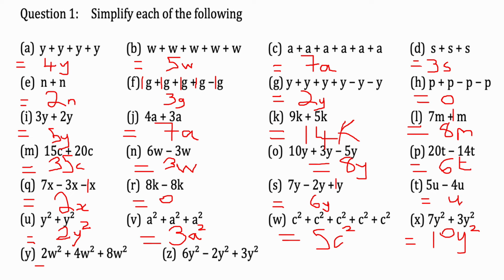Next one, collecting my w squared terms together, 2w squared plus 4w squared is 6w squared, plus the 8w squared becomes 14w squared. Next one, 6y squared take away 2y squared is 4y squared plus 3y squared goes to 7y squared. Or another way of thinking about it, minus 2y squared plus 3y squared is just plus one lot of y squared. 6y squared plus y squared is 7y squared. So that is another way of looking at it.